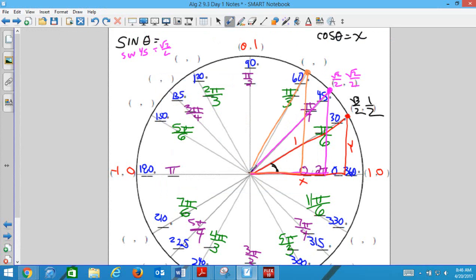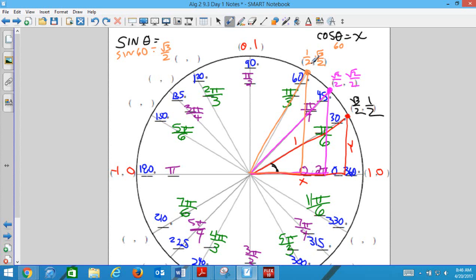So we've got another one. What theta for this one? 60 degrees. So this time we're doing sine of 60 degrees. And what is the sine of 60 degrees? Radical 3 over 2. So that's going to be our y value. And what's the cosine of 60 degrees? Half.